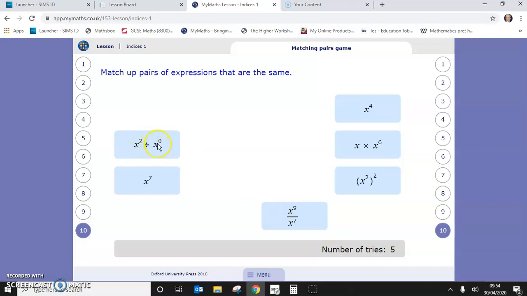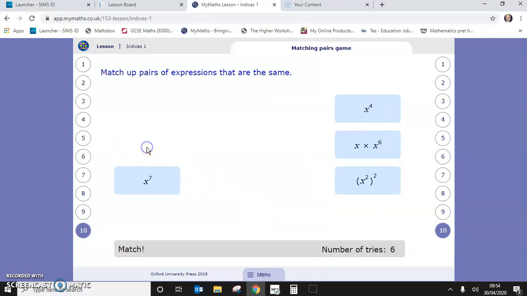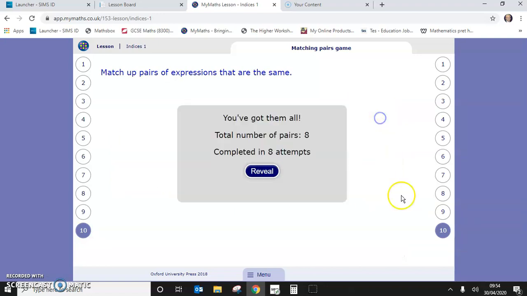Divide by x to the power of 0. Well, x to the power of 0 is 1. And anything divided by 1 will stay the same. So that is going to equal x to the power of 2. X to the power of 7 and x to the power of 4.